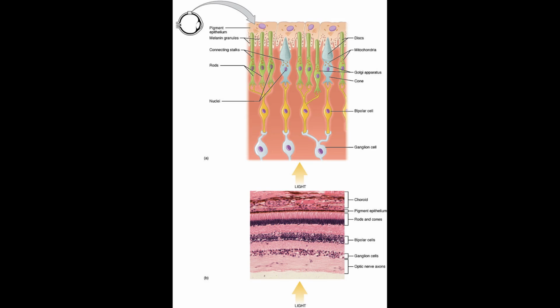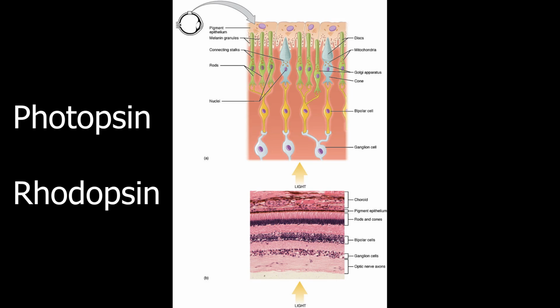What's the point of these membranes, or these internal membrane discs? Well, embedded in the membrane of these discs are the actual photoreceptor molecules. And these photoreceptor molecules are what does the actual transduction. The cones and the rods have slightly different types of photoreceptor molecules. The cones have a molecule called photopsin, and the rods have a molecule called rhodopsin. They have very similar names because they're very similar molecules. They're almost exactly the same, really.